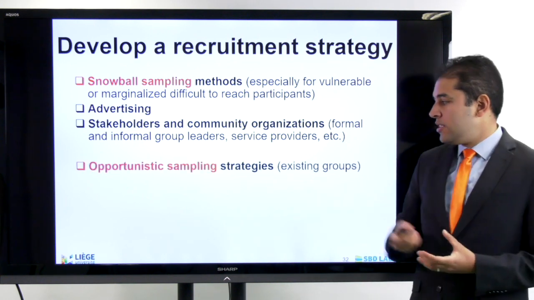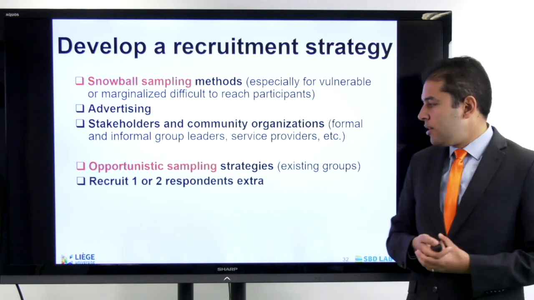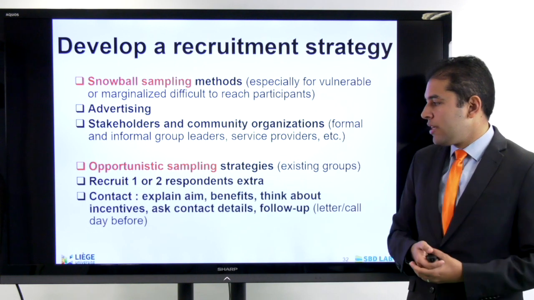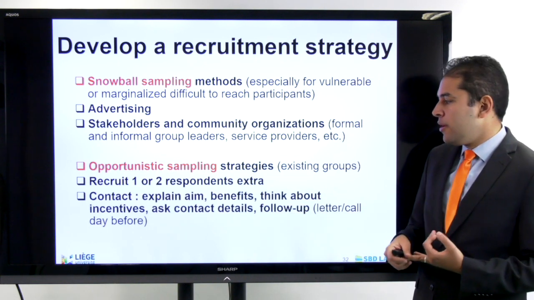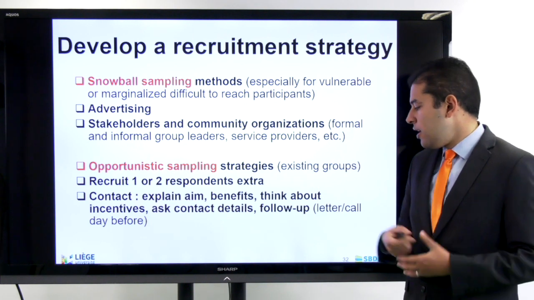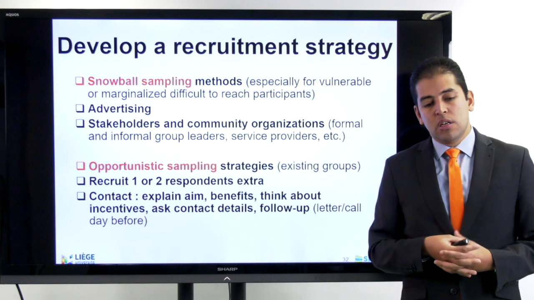There are also opportunistic sampling strategies, which are already existing groups and you build on them. So you recruit 1 or 2 respondents extra. And the contact here, you explain the aim, benefits, think about incentives, and ask contact details and follow up. So this is also a kind of opportunistic sampling.